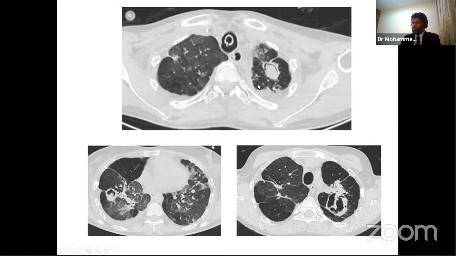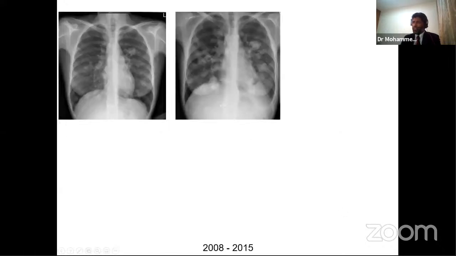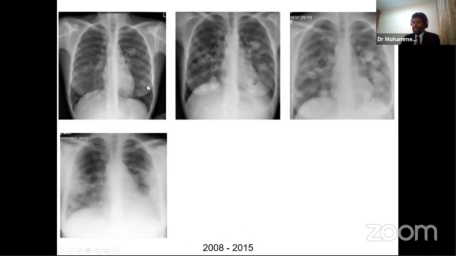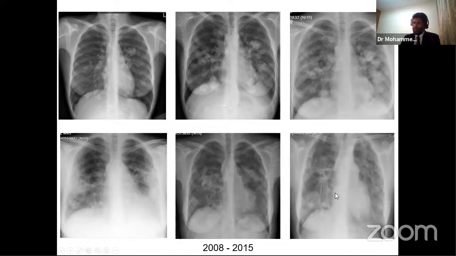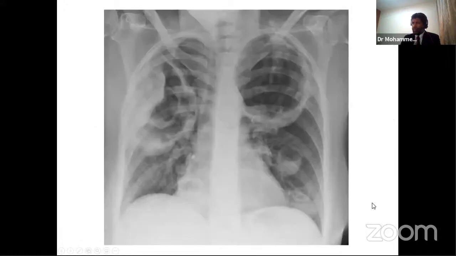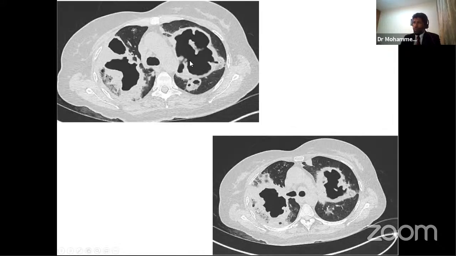And this is just an example of very severe cavitating lung lesions. This is over time between 2008 and 2015. We can see these changes have evolved with time. At one point, the patient had a massive hemoptysis. And over time, some of these nodules have resulted in scarring of the lung. This is another example of large cavitary nodules on both lungs, and this is what it would look like on a CT scan.